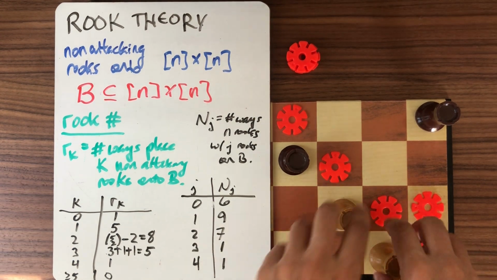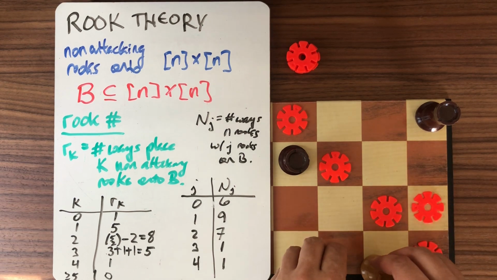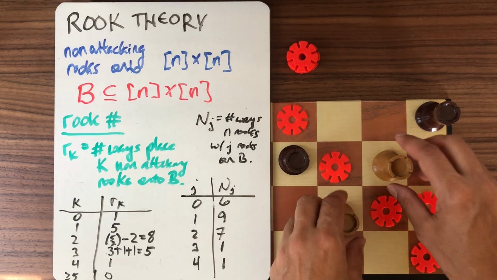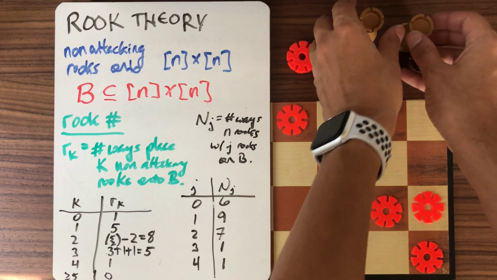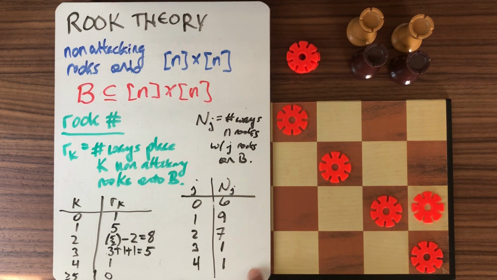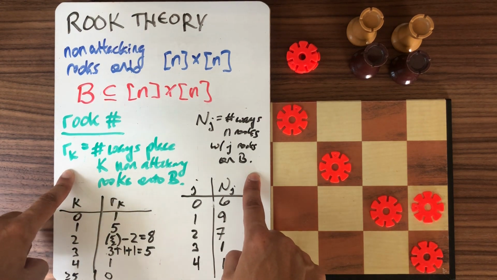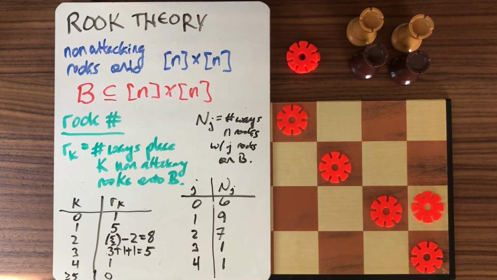So these numbers are a little more annoying to try to figure out. You kind of have to play with the possibilities. So I'll leave it as an exercise to confirm these numbers for this board, but let's just look at the contrast. Here we have this lovely pattern 1, 5, 8, 5, 1. It's nice, it's unimodal. Here we have 6, 9, 7, 1, 1. It's kind of a mess. So the next thing we'll do is talk about the relationship between these 2 concepts.